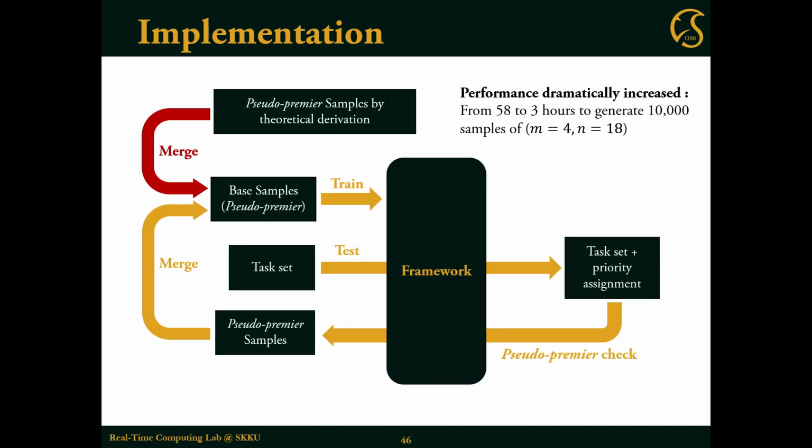Now, this will be our PAL framework as a whole, where a small amount of pseudo-premier samples made by theoretical derivation are also merged into base samples during the incrementation of the number of tasks or number of processors. This increased the performance significantly. For example, in the case where we wanted to generate samples of 4 processors and 18 tasks, what used to take 58 hours to generate 10,000 samples now took only 3 hours.